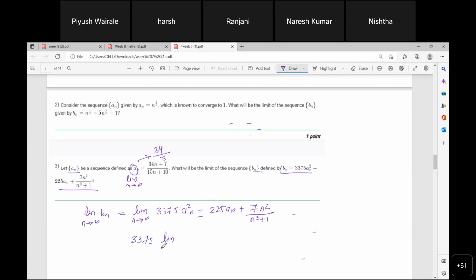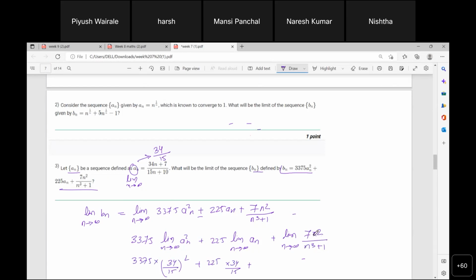So what is the limit as n tends to infinity of a_n square? What will be the value of this? 34 by 15 whole square. Plus 225 times the limit of a_n, plus the limit of 7n square upon n cube plus n. From here I will get the direct value from this particular sequence. That is 3375 into 34 by 15 whole square plus 225 into 34 by 15 plus.